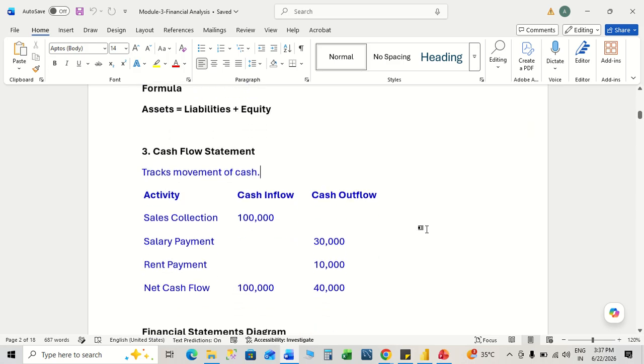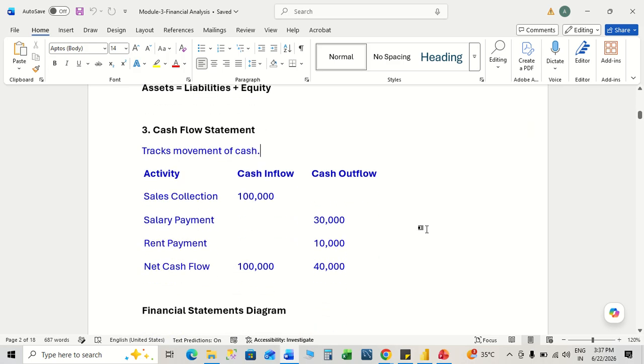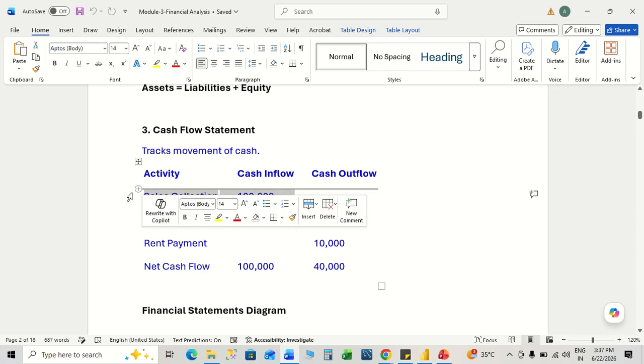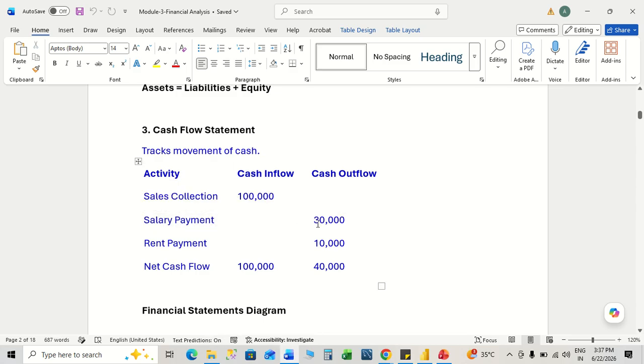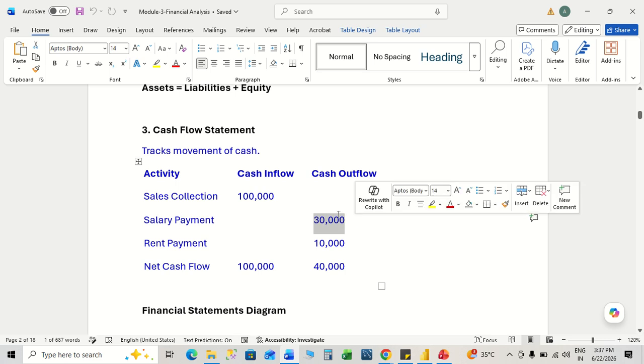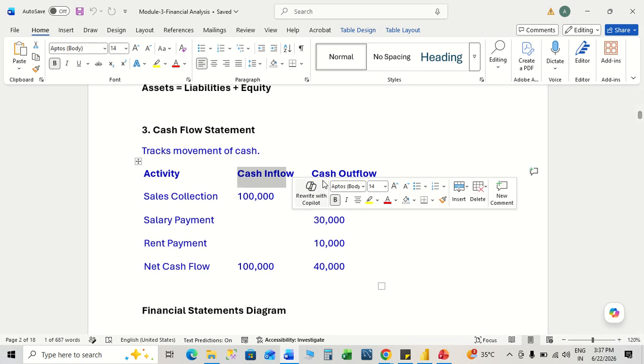Cash flow statement. It takes the movement of the cash: activity, cash inflow, and cash outflow. Sales collection, so 1 lakh. Salary payment, that is out. This is inflow: when we sell anything, we get the cash. But when we pay somebody, the cash goes out. So cash inflow, cash outflow.